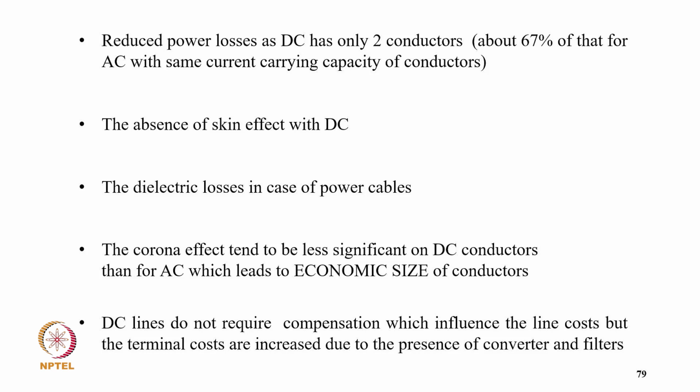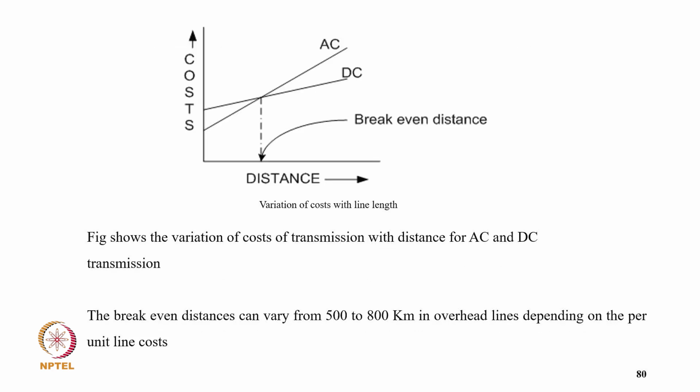of a conductor. So with absence of skin effect in DC transmission, the dielectric losses in the case of power cable and the corona effect tend to be less significant on a DC conductor than on AC, which leads to an economic size of the conductor. And DC lines do not require compensation, which influences the line cost, but the terminal costs are increased due to the presence of converters and filters.